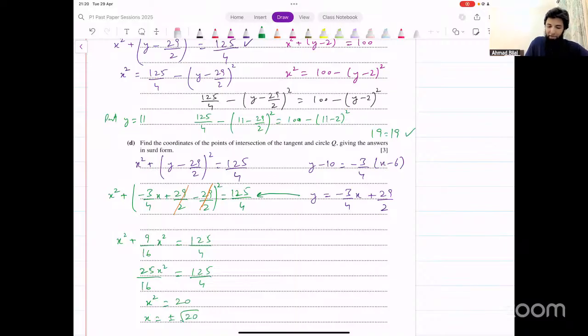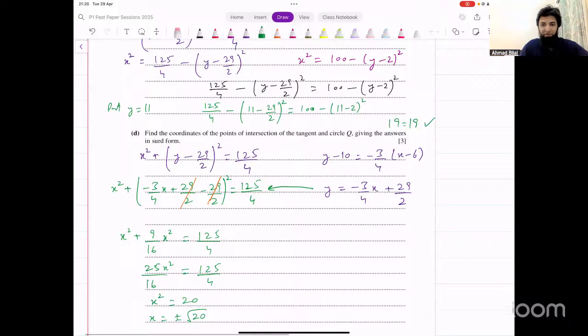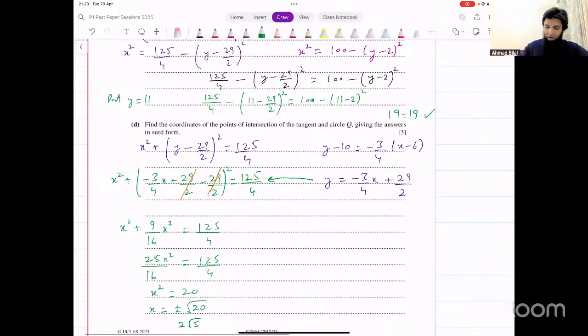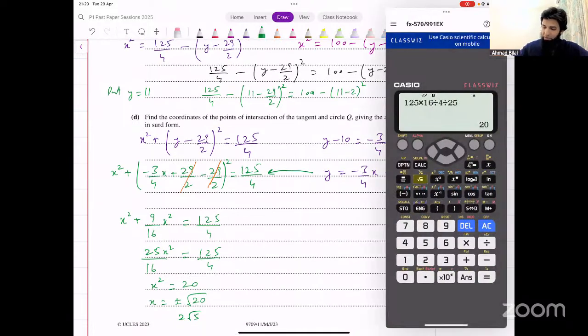Now, they have asked you to give your answer in surd form. This is surd form, so you have to give your answer in this form. If they had said simplified surd, we would write it as 2 under root 5. How do you do that? Just put that in a calculator. Square root of 20, and that gives you 2 under root 5.